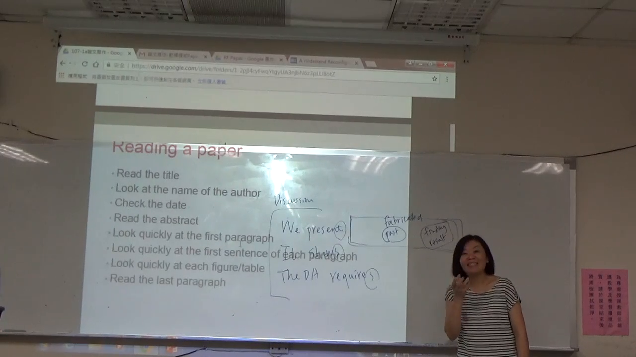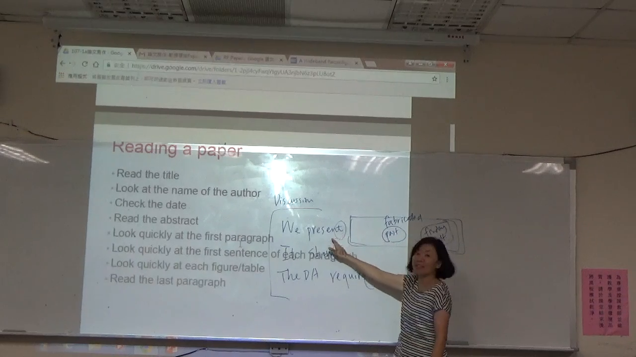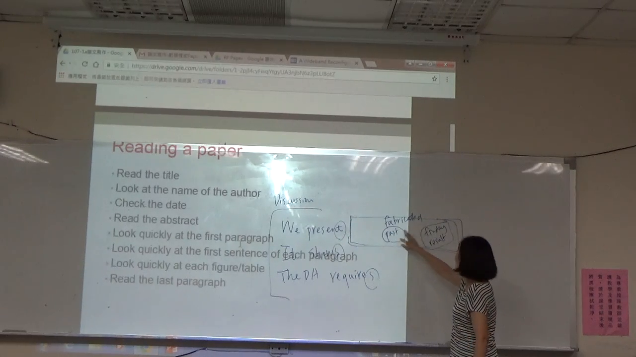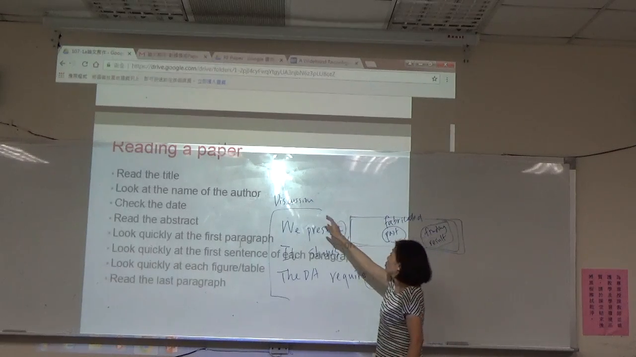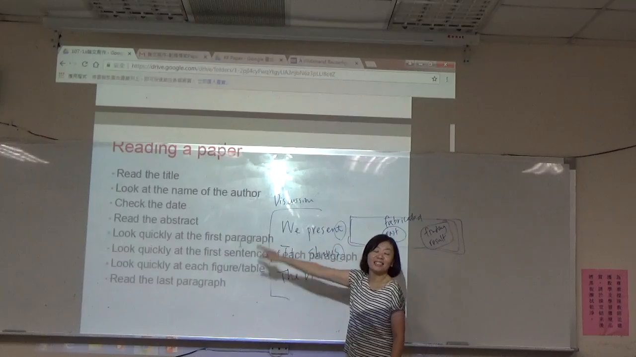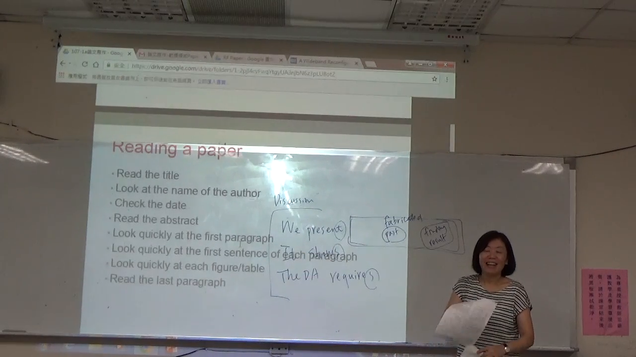So now can you get an idea how we use the past tense and the present tense? Past tense only introduces the result. Present tense only introduces discussion. Any questions?